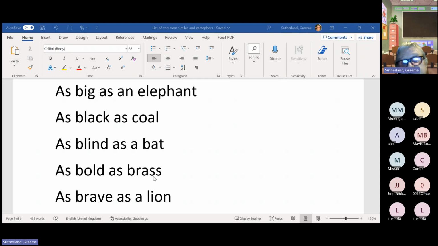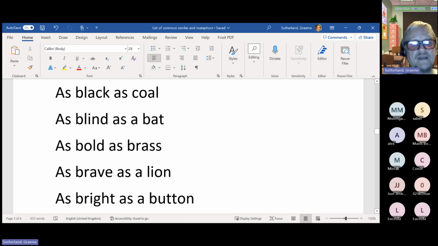Now, why is brass bold? Because it's shiny and it sort of takes all the attention. Again, this one is a little bit more difficult than a simple comparison, because in what sense is brass bold? That's almost a metaphorical example. It's almost mixing a metaphor and a simile. The next one is easy, I think.